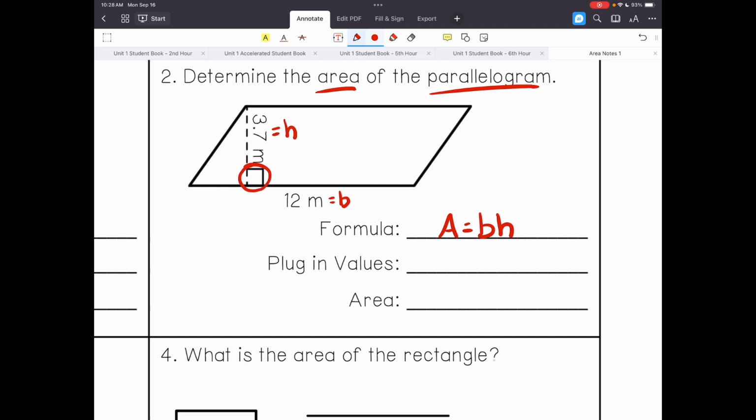Okay, so let's set this up. We're going to do 3.7 times 12. We're going to set it up as if it's a 2 by 2 digit multiplication problem. We're going to ignore the decimal until the end. So 2 times 7 is 14. 2 times 3 is 6, plus the 1 is 7.